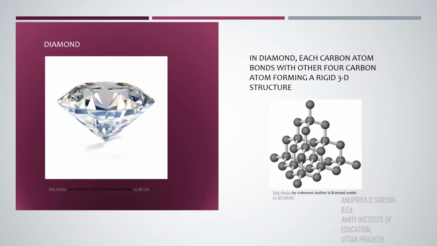In diamond, each carbon atom bonds with 4 other carbon atoms, forming a rigid 3D structure. So as you can see in this picture on the right, all these black dots are carbon atoms, and you will find each of the carbon atoms forming bonds with 4 other carbon atoms. Look at the picture carefully.